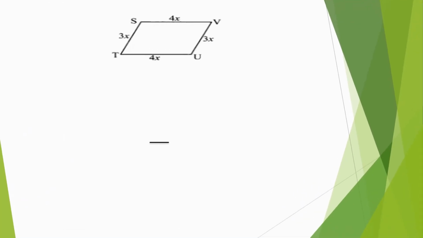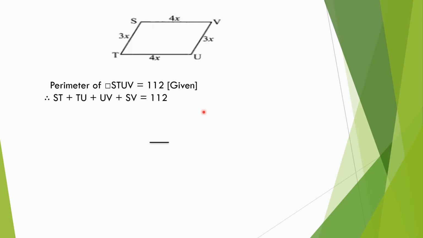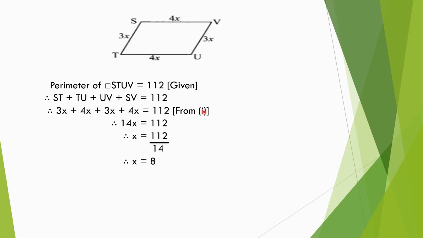Here the perimeter of parallelogram STUV is equal to 112, that is already given. And how do we find the perimeter? It is the sum of all the sides. Therefore ST plus TU plus UV plus SV is equal to 112. Therefore 3x plus 4x plus 3x plus 4x is equal to 112 from equation 1. And therefore 14x is equal to 112. Therefore x is equal to 112 divided by 14. Therefore x is equal to 8.